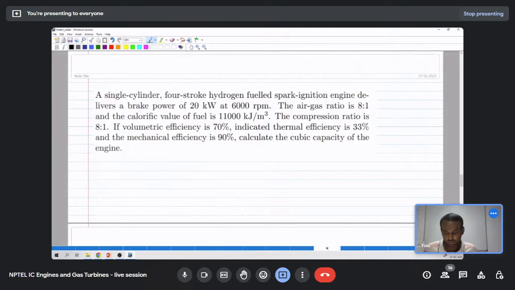Okay, I move on to the next problem. A single cylinder 4-stroke hydrogen fueled spark ignition engine delivers a brake power of 20 kilowatt at 6000 rpm. The air gas ratio is given as 8:1, and the calorific value of the fuel, that is hydrogen, is given as 11,000 kilojoules per meter cube. The compression ratio is 8:1 again. If the volumetric efficiency is 70%, indicated thermal efficiency is 33%, and the mechanical efficiency is 90%, calculate the cubic capacity of the engine.